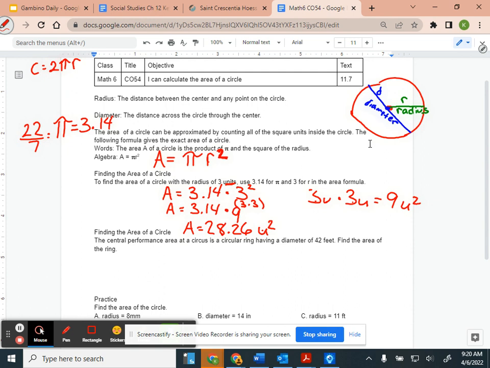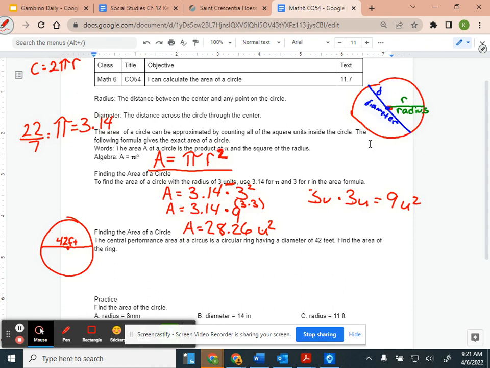Let's look at another one. Finding the area of a circle. The central performance area at a circus is a circular ring having a diameter of 42 feet. Find the area of the ring. So we have our circular area. The diameter is 42 feet. We know our formula is area equals pi r squared.